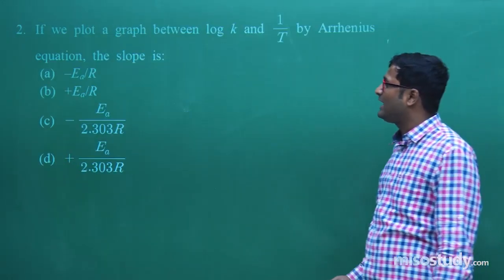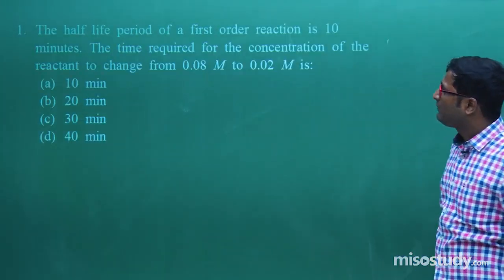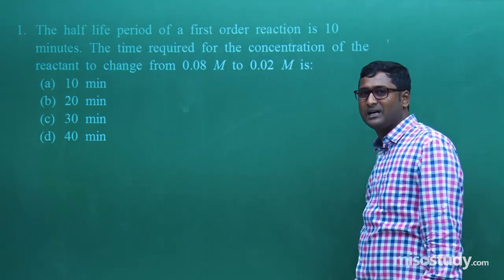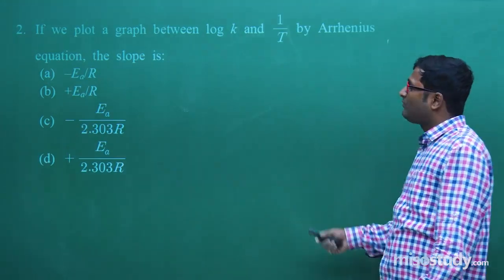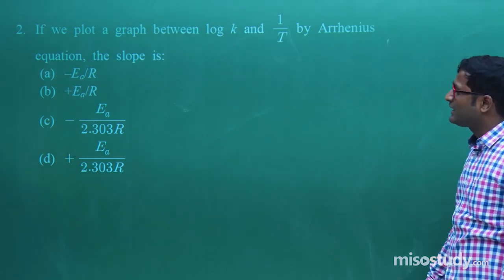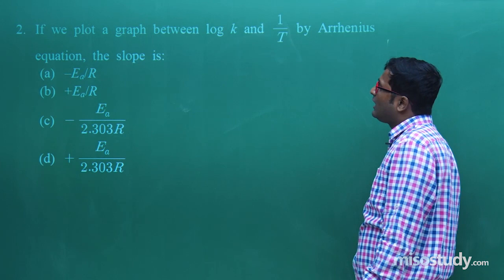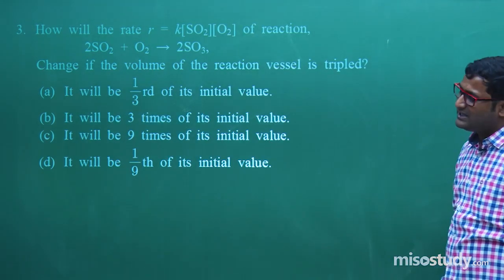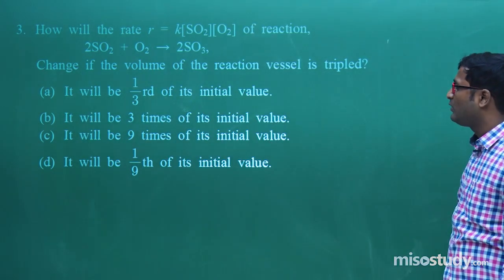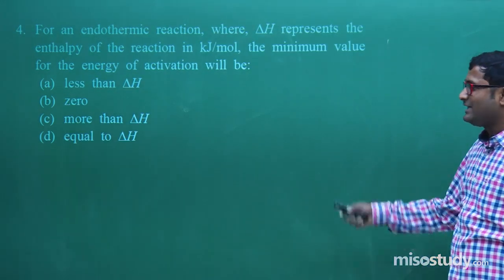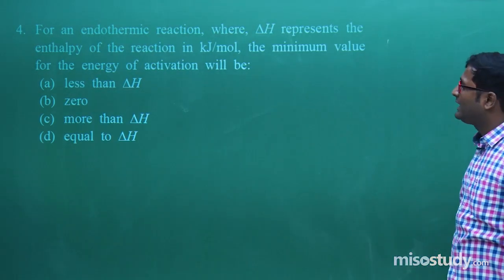Check it out. Now the first question, what will be the option? For the first question, B is the correct option, that is 20 minutes. For second question, C is the correct option, minus EA upon 2.303 hour. For question number 3, D is the correct option. It will be 1 by 9th of its initial value. For question number 4, C is the correct option, more than theoretical, more than delta H.